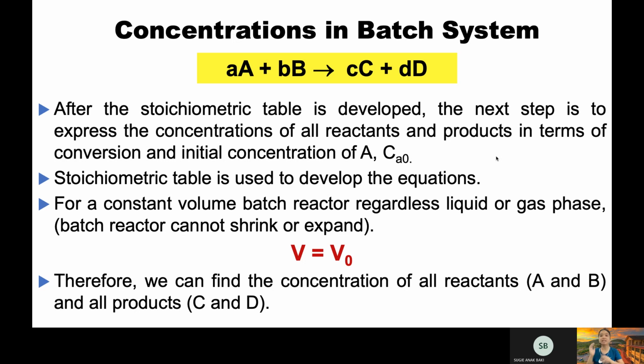From the table, tadi kita tahu n_A and n_B. Okay, kita pun tahu n_C and n_D. Kita pun tahu n_I. So from these five remaining numbers of moles, we can find the remaining concentrations: C_A, C_B, C_C, C_D, C_I. So how do we do it? Okay, now, first of all, to express the concentration for a batch reactor, for and only a batch reactor, it is the same for liquid and gas. That's the main advantage. Kalau batch reactor ni liquid atau gas, nak express concentration tu adalah sama.